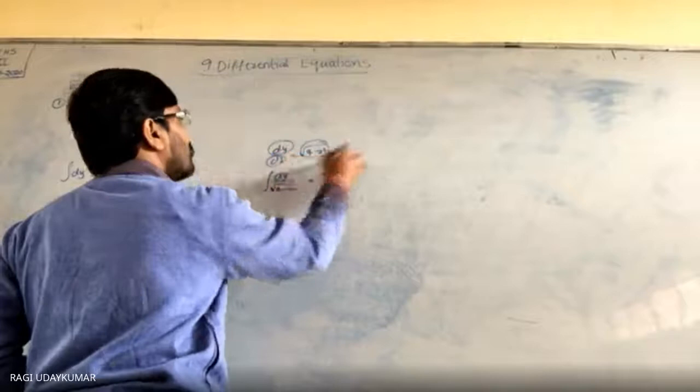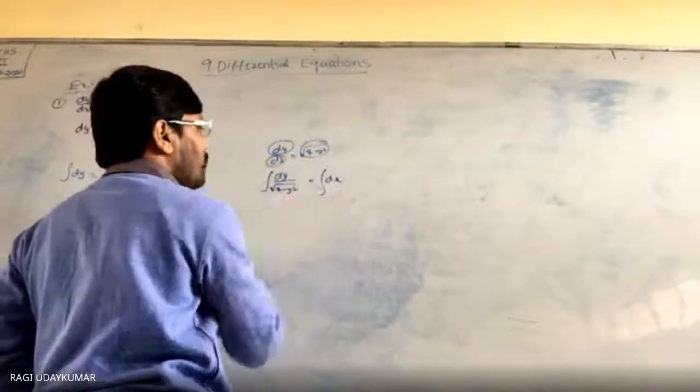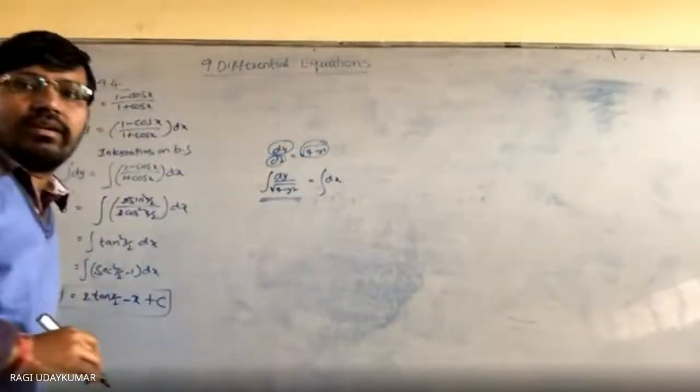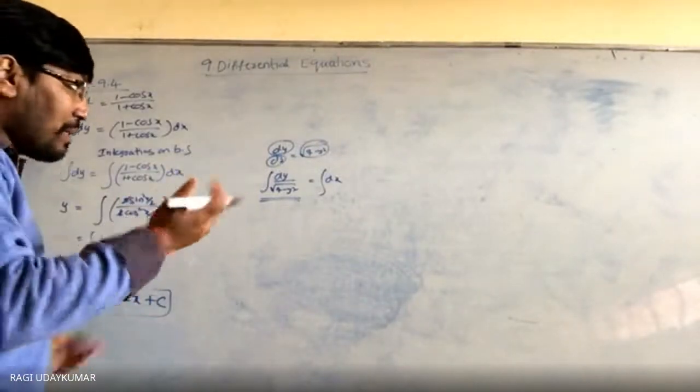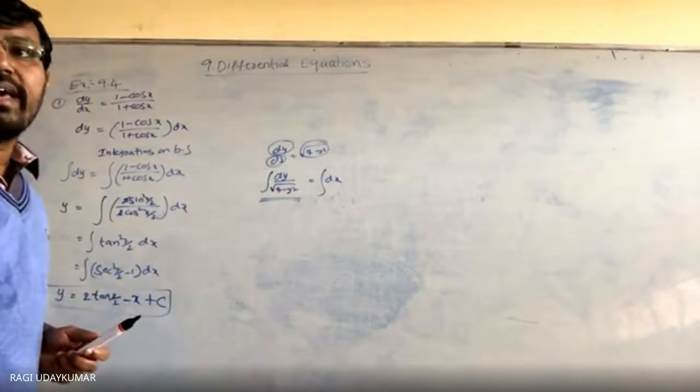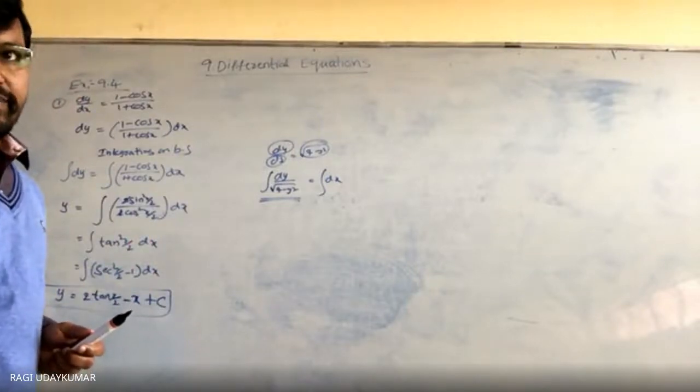See, this dx has to go to the numerator. So now we have to integrate. We can integrate this using the a square minus x square formula. So like this we have to separate. This is called a variable separable method.